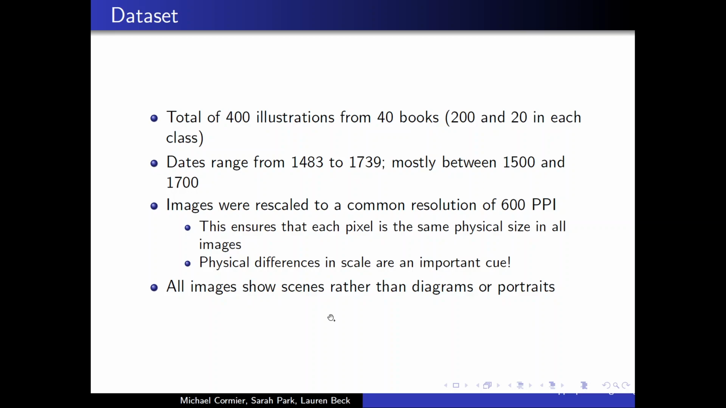Furthermore, we also selected images that would show scenes rather than diagrams or portraits, because we are using a statistical approach, and the statistics of a portrait or diagram may differ from a scene.